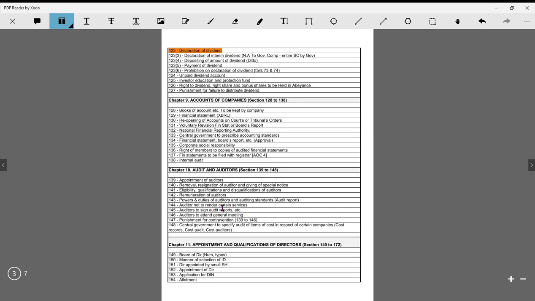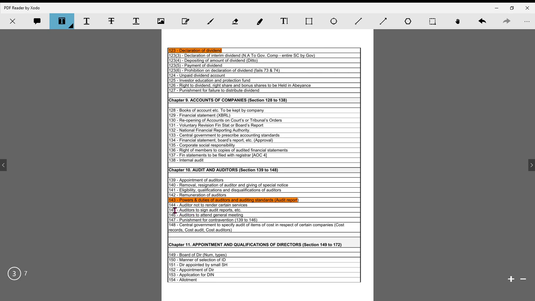Let's see. Here it is. Now 143, what is 143? 143 is a funny number. We might have used it in college or school to show our affection for someone. So how am I going to use it here? I'm just going to remember that the auditors love their audit report. So, what does 143 talk about? It talks about powers and duties of auditors and auditing standards, which includes audit report. So, I'm going to remember auditors love their audit report. That way, I'm going to remember what is 143.